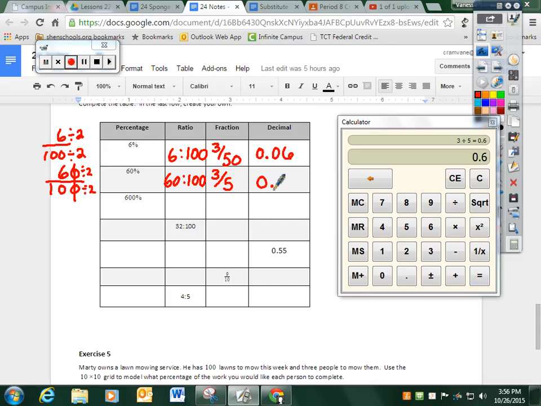The decimal is 0.6. And I'm going to add a 0 here just so you can see the difference between these two. This is 6/100ths. This is 60/100ths, okay? Huge difference. You don't need that 0 at the end, but if you wanted to see it out of 100, that's what it would be.